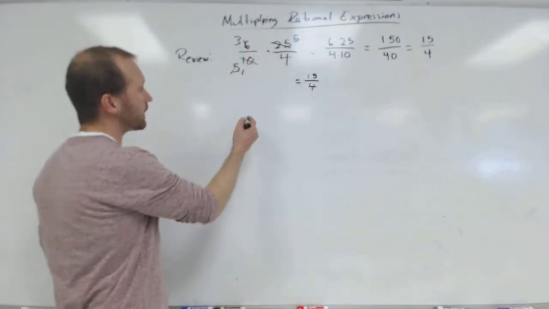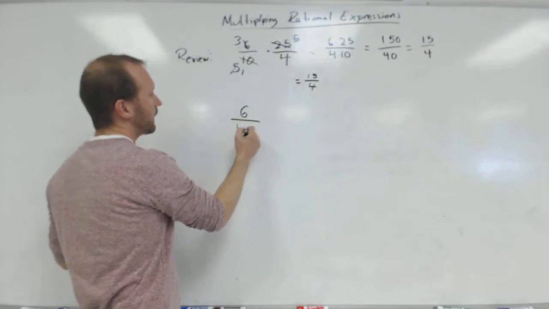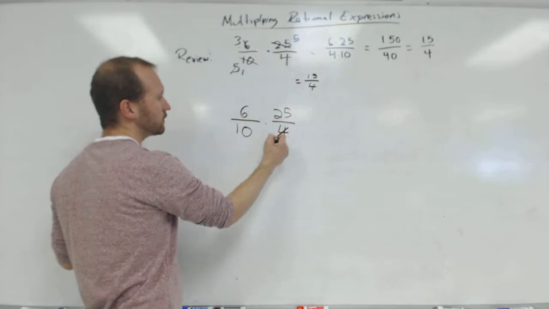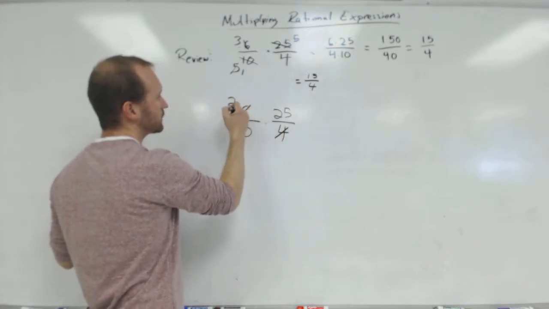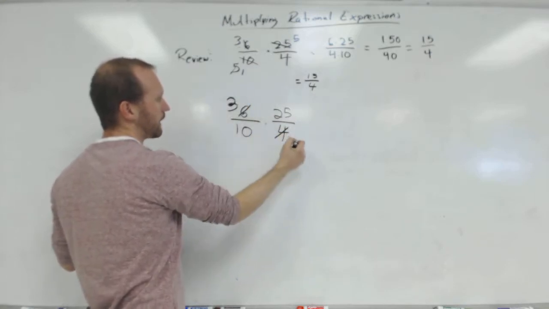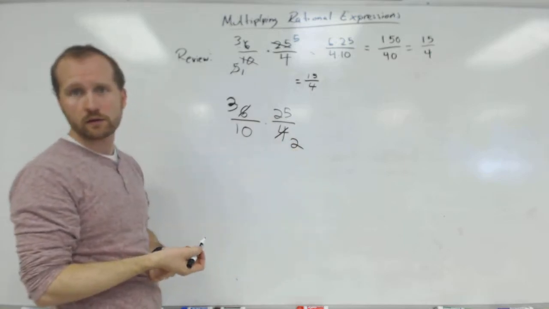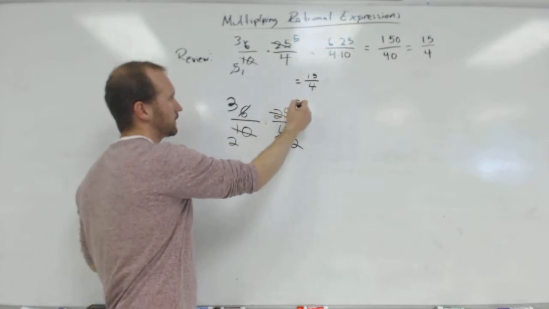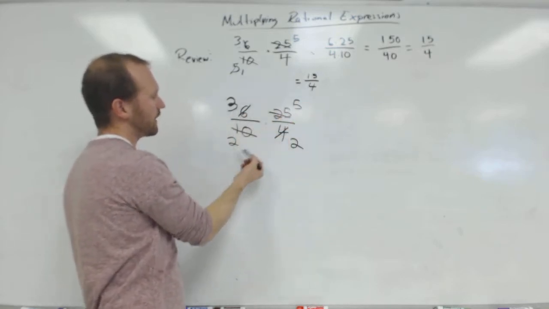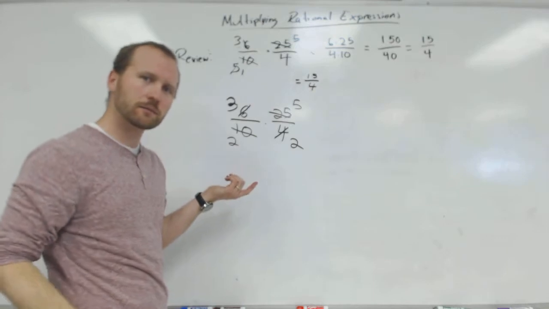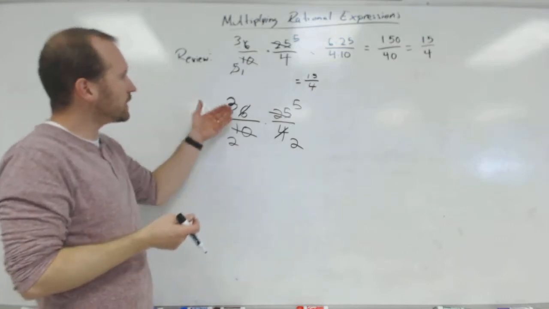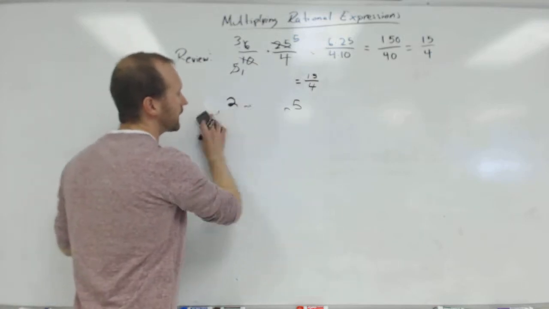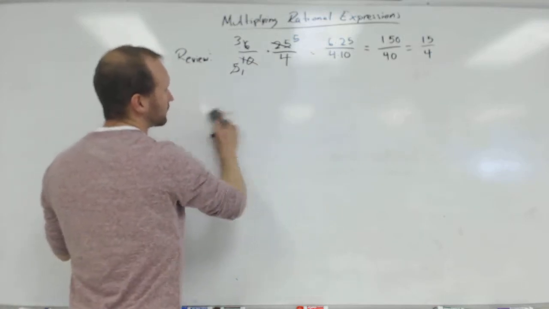Sometimes there are different ways, right? Like in this problem, I could have canceled a 2 from here and here. Oops, that would be 3, and that would be 2. I could have done it that way. And then I could have canceled a 5 from here and here. And I would have ended up with 3 times 5 and 2 times 2. The same answer. I'm just looking for any factor that is common between any part of the top and any part of the bottom.